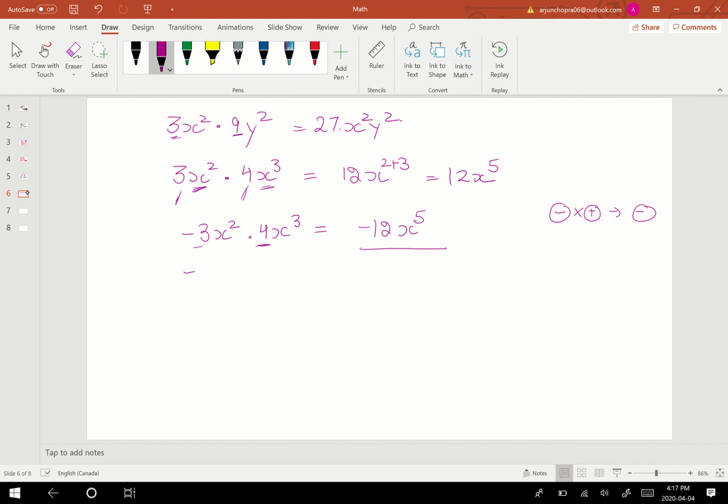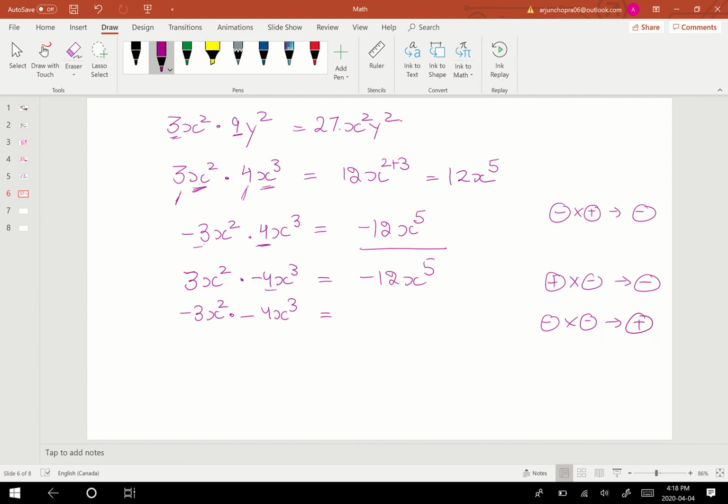You can write it as negative rather than writing the negative. Now I'm going to write 3x squared times negative 4x cubed. I'd like you guys to pause the video and find the answer for this. So the answer will be again negative 12 x raised to the power 5. Again, a positive term times a negative term, the answer will be negative. Now when you have two negative terms, negative 3x squared times negative 4x cubed, what will be your answer? A negative times a negative, the answer will be a positive. So this will be positive 12 x raised to the power 5.